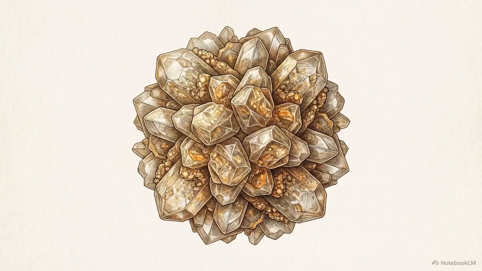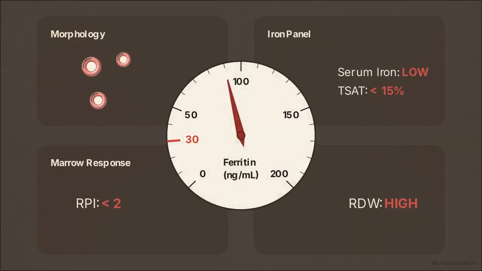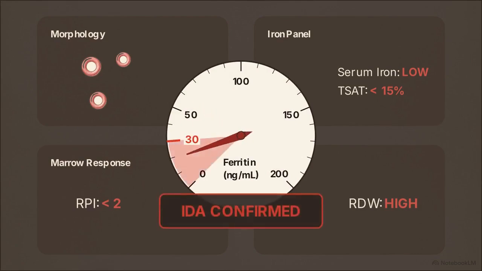When evaluating a hypoproliferative marrow, ferritin serves as the gold standard marker for overall body iron stores, provided it is assessed in a vacuum. This grid isolates pure iron deficiency anemia. In a strictly non-inflammatory state, the diagnostic threshold is straightforward. A ferritin level that drops below 30 nanograms per milliliter definitively confirms absolute iron deficiency.